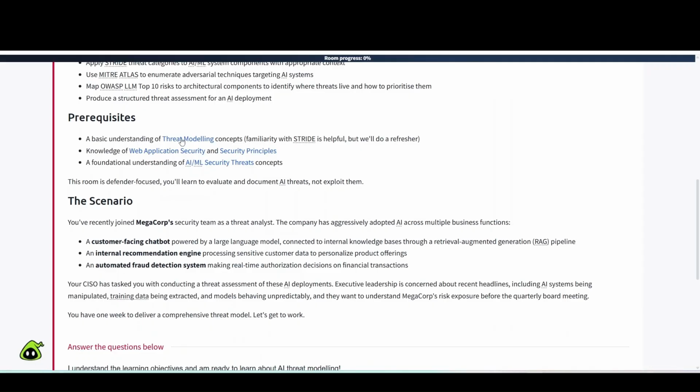Prerequisites: a basic understanding of threat modeling concepts. Familiarity with STRIDE is helpful, but we'll do a refresher. Knowledge of web application security and security principles. A foundational understanding of AI/ML security threat concepts. This room is defender focused. You'll learn to evaluate and document AI threats, not exploit them.